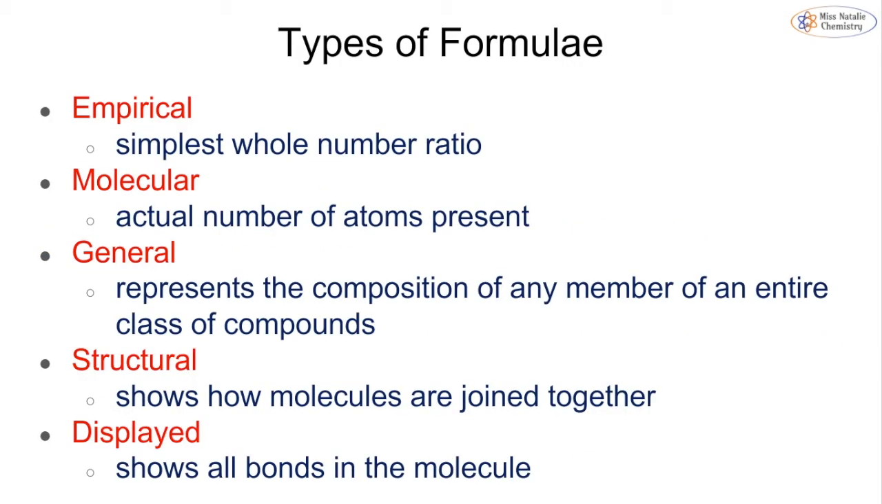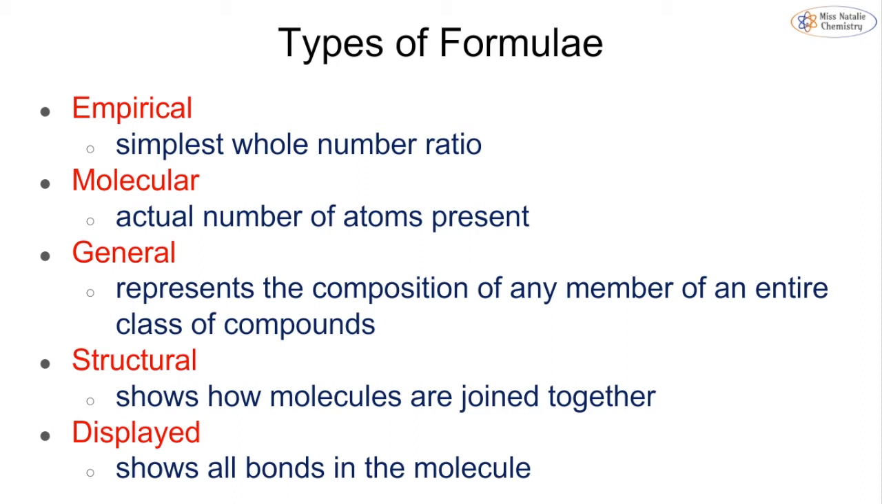Now, there are 5 different types of formula that you should be able to write for each of the molecules that you're going to meet. So we can have empirical formula, which is the simplest whole number ratio. We can have the molecular formula that shows the actual number of atoms. We can have the general formula that represents the composition of any member of the homologous series. The structural formula shows how the molecules are joined together, and then we have the displayed formula that shows all the bonds in the molecule.